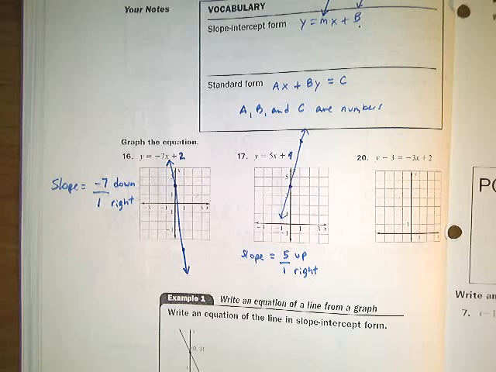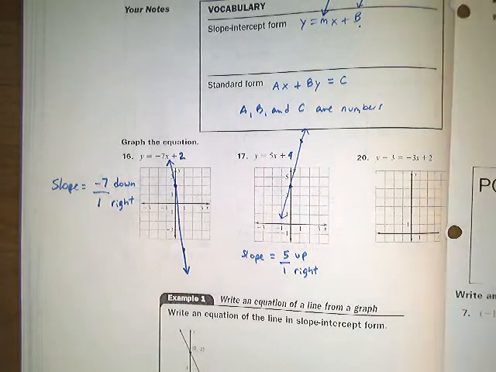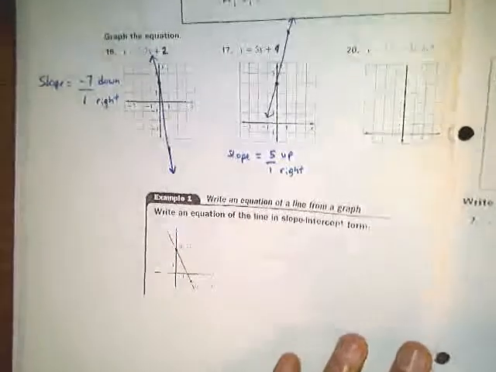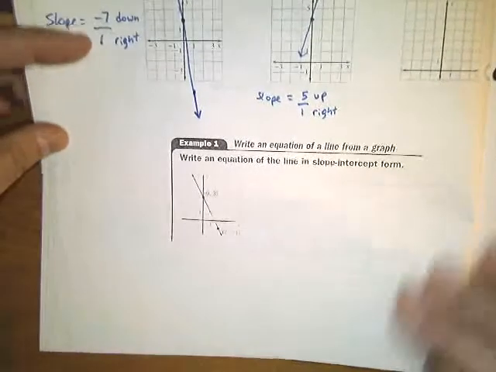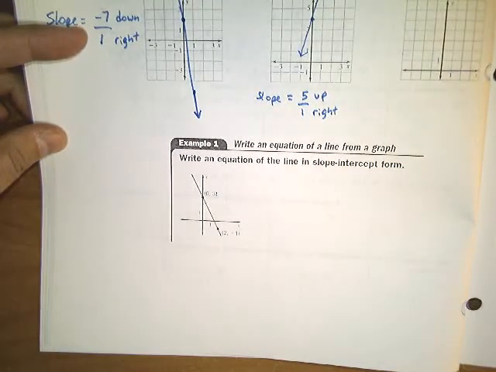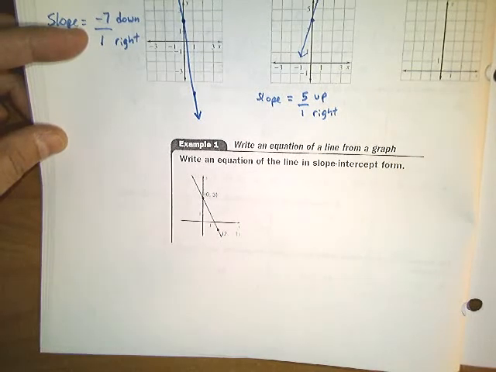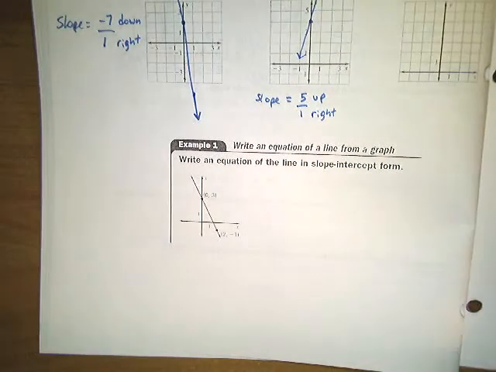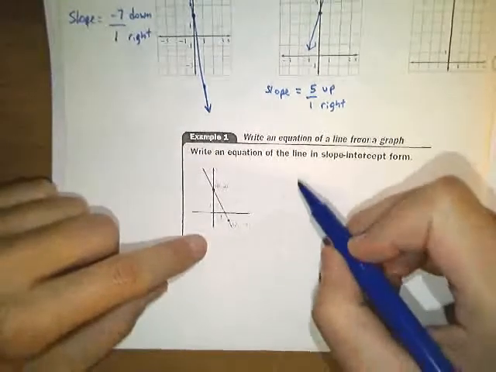Okay. All right, so what are we going to do? Let's talk about example number 1. Example 1 says that we can write an equation of the line in slope-intercept form. Now, I need to simplify these first. Doesn't look like it. Okay. Well, I would say that we need to find two things.